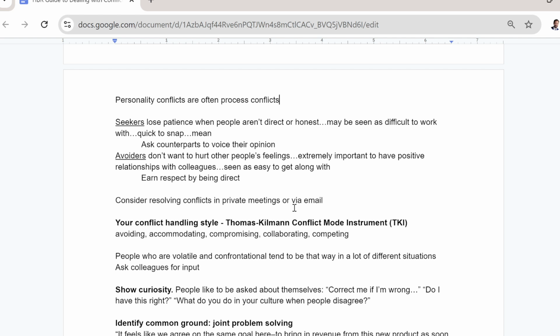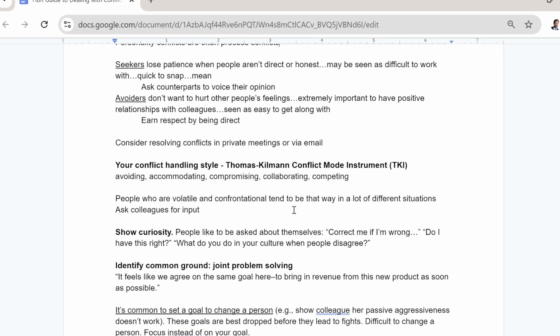Avoiders, on the other hand, don't want to hurt other people's feelings. It's extremely important to them to have positive relationships with colleagues. They're generally seen as easy to get along with. And one thing that they could do is earn respect from others by being more direct than they are by default. Consider resolving conflicts in private meetings or via email.